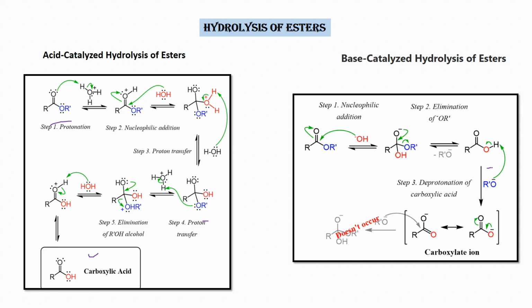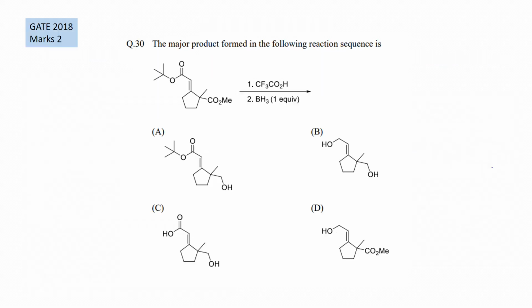So this type of reaction can be catalyzed by both acid and base. Based on that, one question came in GATE 2018. They have asked to find the major product formed in the following reaction sequence. They have given this substrate with acid and BH3. By giving the acid, one of the ester groups will be hydrolyzed. This is an alpha beta unsaturated ester, whereas this is a simple ester. So obviously, the simple ester has higher electrophilicity.